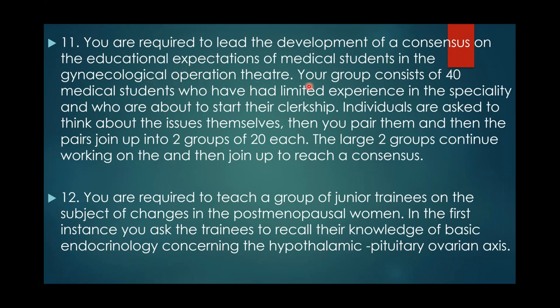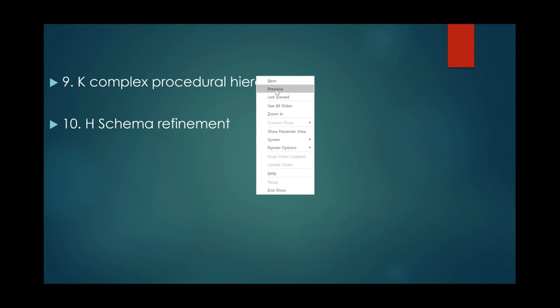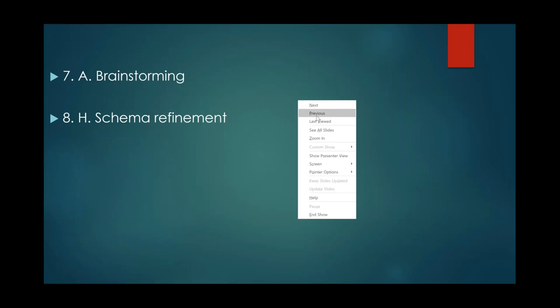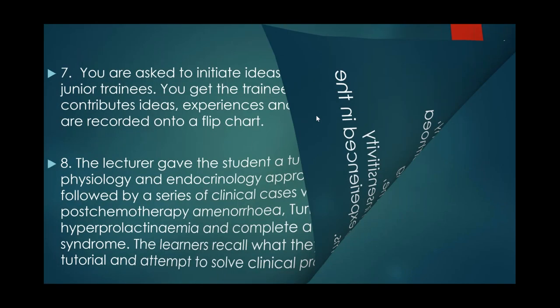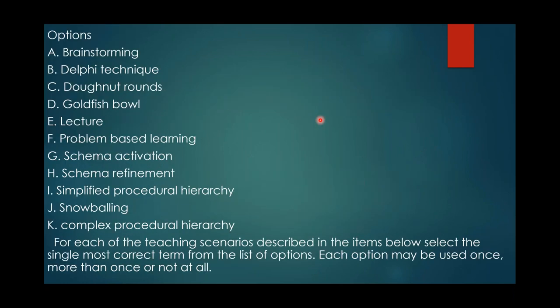What I understand is that it is made in groups, like bigger groups. Individuals are asked to think alone, one by one, and then the two groups of 20 each. What is this technique? I'm not sure, but is it the goldfish technique? No, this is snowball. Snowballing technique. Yes, because the technique starts from one student, then goes to a neighboring student, and then two students join the other groups. And we said this is time consuming. Okay, it takes a lot of time. This is about snowballing.